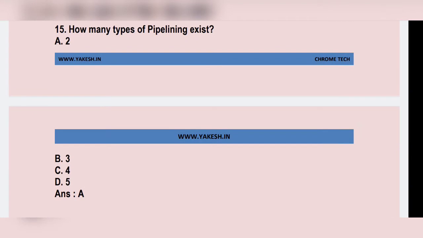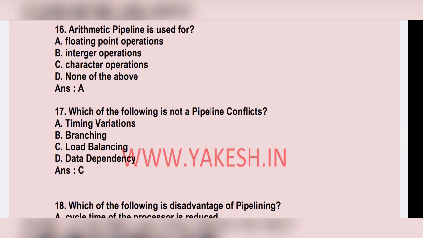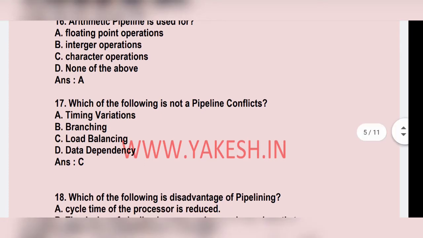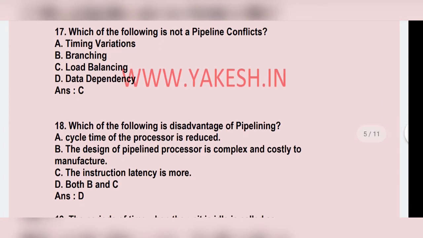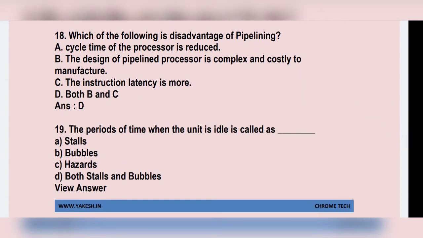How many types of pipelining exist? Option A, 2. Arithmetic pipeline is used for option A, floating point operation. Which of the following is not a pipeline conflict? Option C, load balancing. Which of the following is a disadvantage of pipelining? Option D, both B and C. The design of pipeline processor is complex and costly to manufacture. The instruction latency is more. Option D is the correct answer, both B and C.